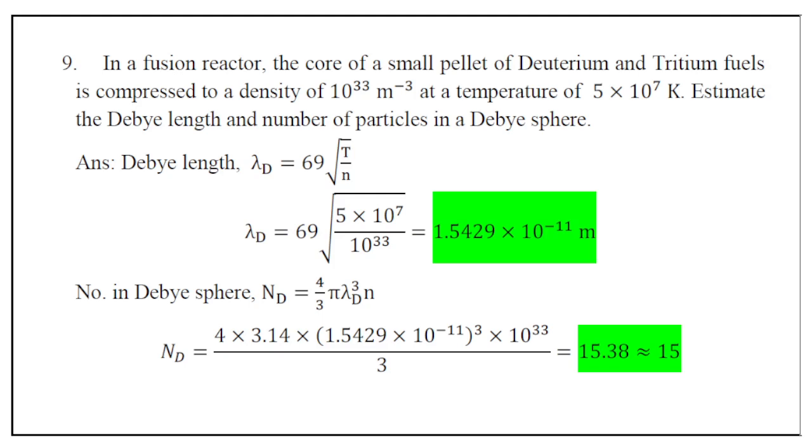So here we can use the same formula. Lambda D is equal to 69 times root of T by n. T is given in Kelvin and n is given as 10^33 per meter cube. It is the number density of deuterium and tritium, and it will be equal to the number density of electrons. It is the total number density of deuterium and tritium. So lambda D can be obtained, and the N_D can also be obtained.